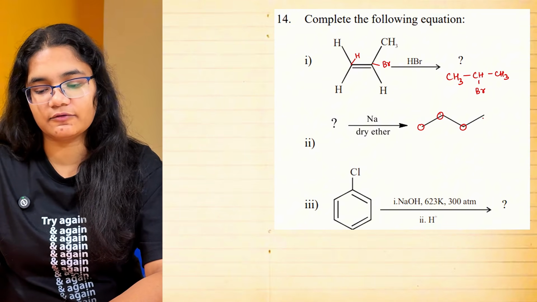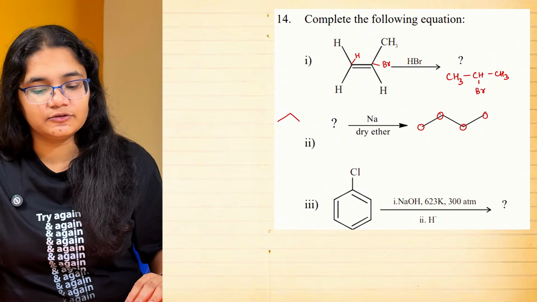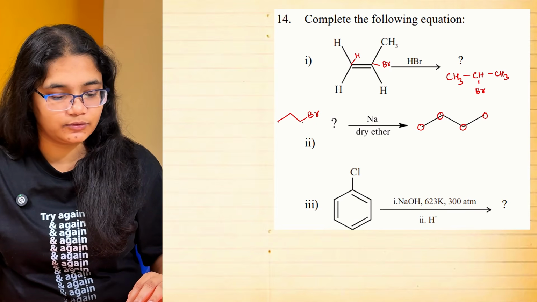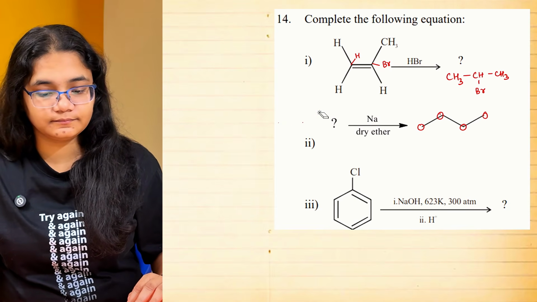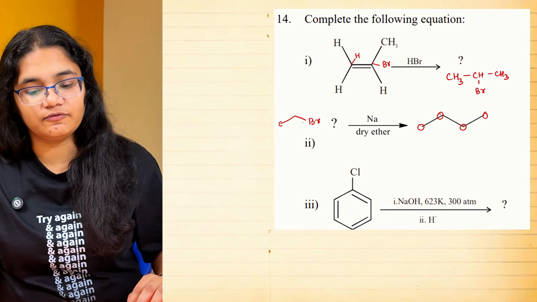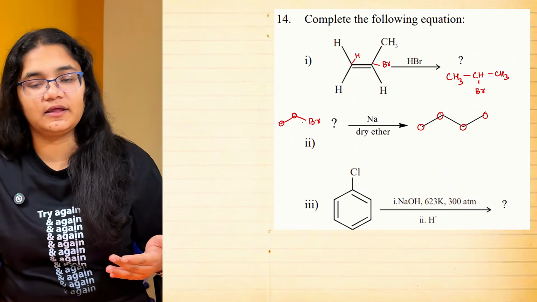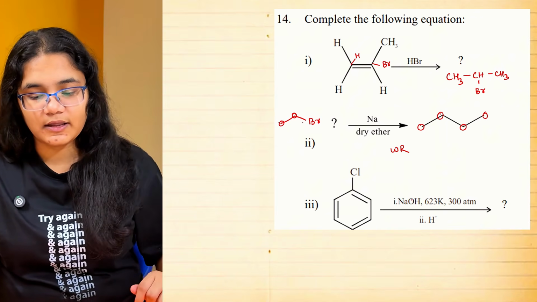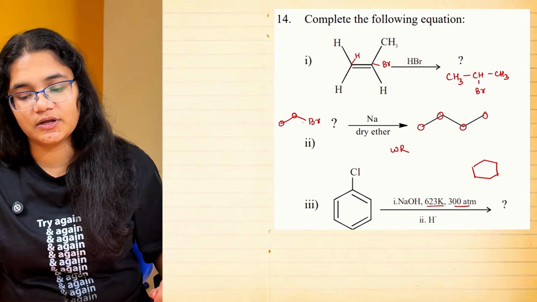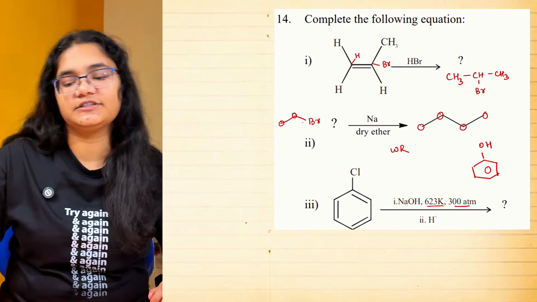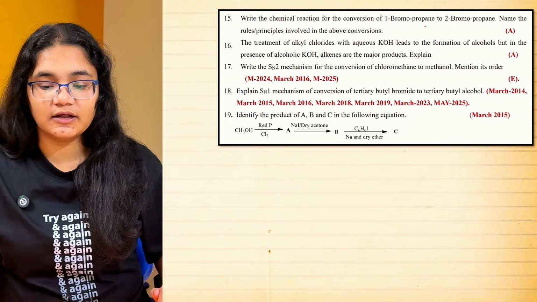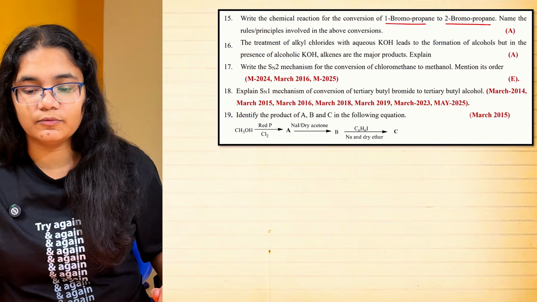Okay, next, sodium dry ether. Now see, you have to break the molecule in an exactly symmetrical manner. So if you take this one, I need 2 carbons only. Okay, so if you have 2 carbons and you react with sodium in dry ether, Wurtz reaction, you will get this product. Next, NaOH at 623 K, 300 atm. This is the addition of OH, nucleophilic substitution under high temperature and pressure. Okay, fine.